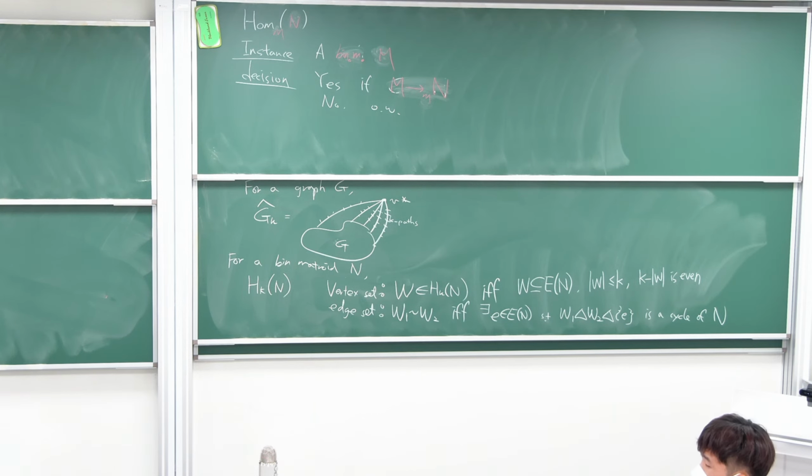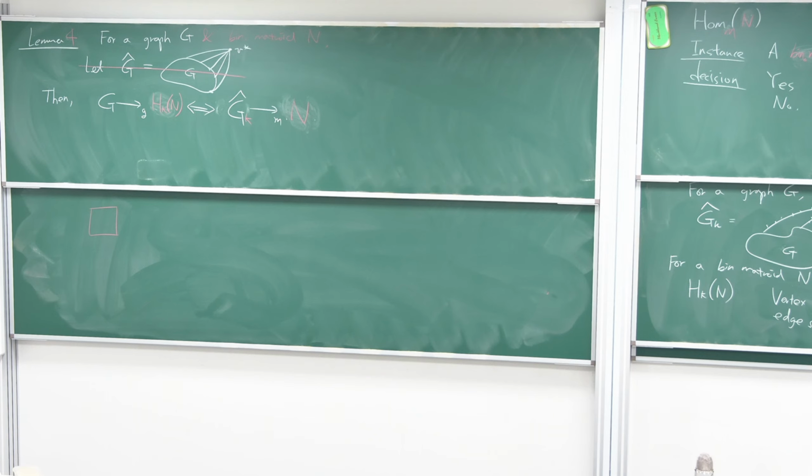Can I ask one question? Yeah, sure. So you described the construction H_K, which converts a binary matroid into a graph. Suppose between two binary matroids, I have a matroid homomorphism. So in your definition, does that imply that for H_K of N and H_K of N prime, there is a graph homomorphism between the two?